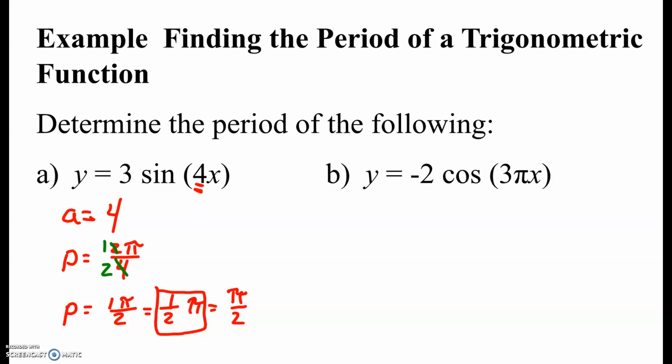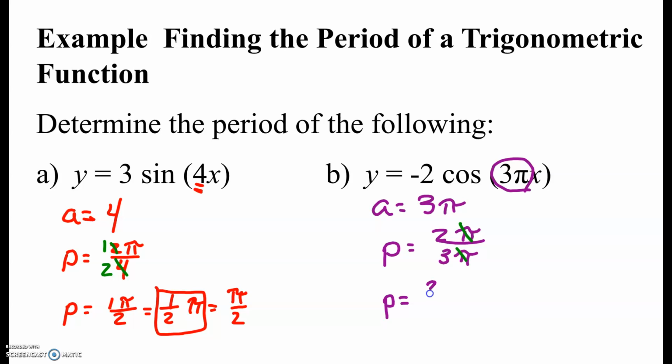For the second example, our value for a, again, is whatever is multiplied by the x. In this case, it's 3 pi. So our period is 2 pi divided by 3 pi. In this case, the pi's cancel. And our period is 2/3.